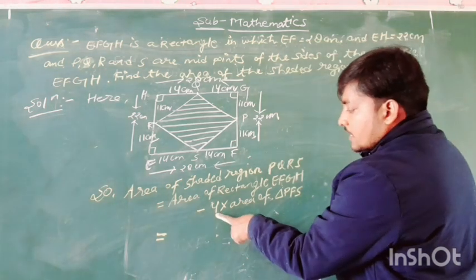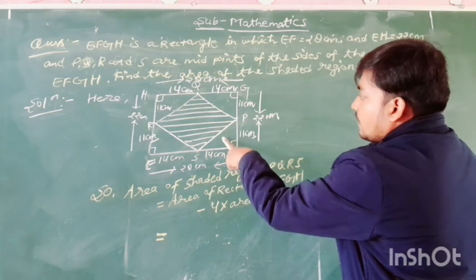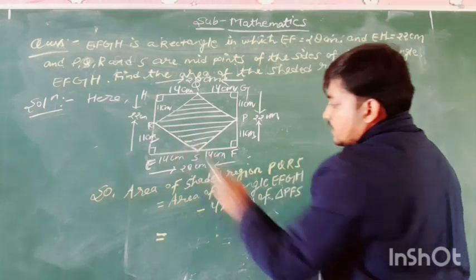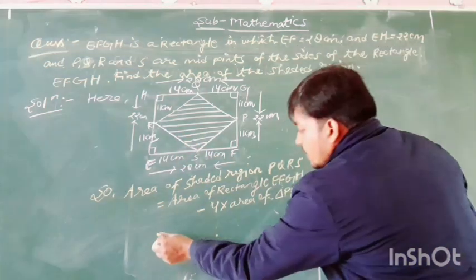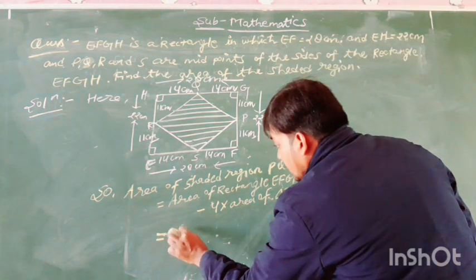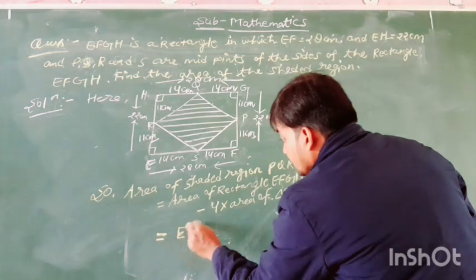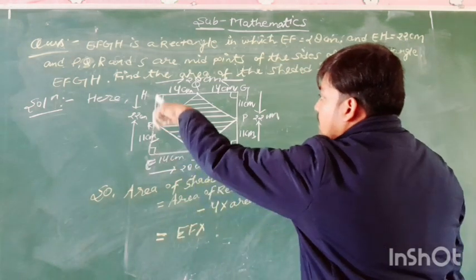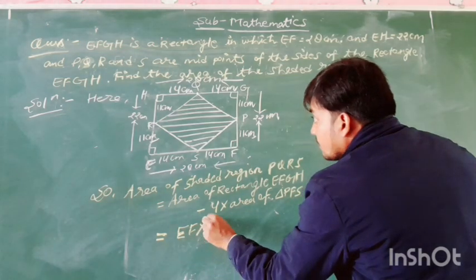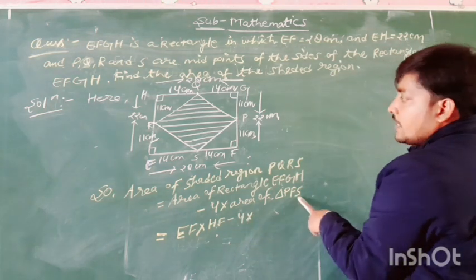Here we have multiplied by 4, then the area calculated this triangle, this triangle, this triangle, and this triangle. So area of a rectangle EFGH is equal to length into breadth, which is EF into, here breadth is HE and length is EF. So EF into HE minus 4 into area of a triangle PFS.